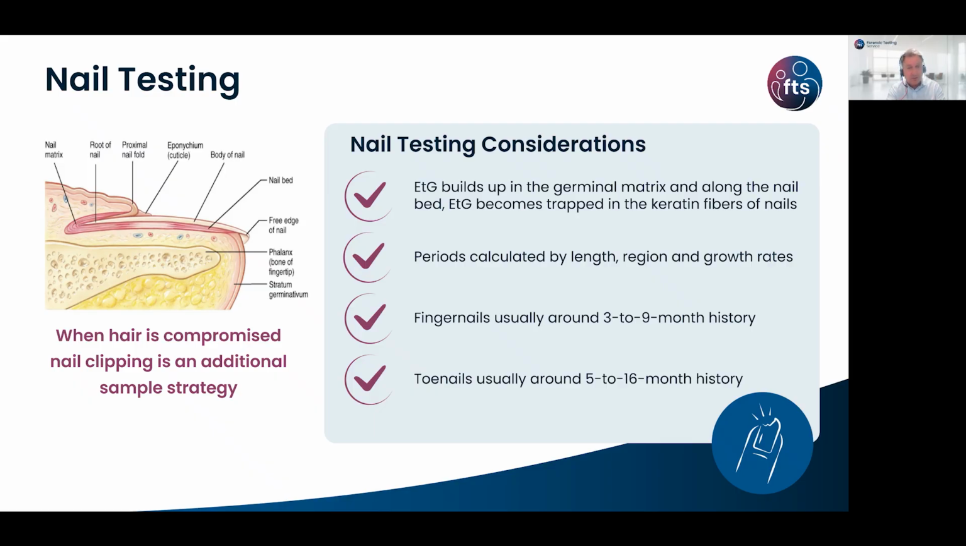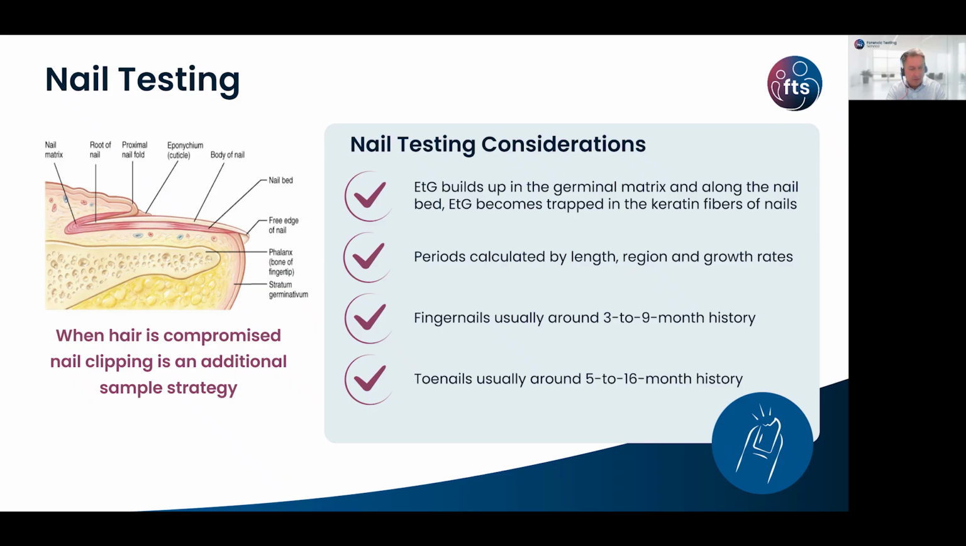The problem you've got with hair is that sometimes it can be adulterated. So you might get a situation where somebody's dyed the hair or bleached the hair or been using straighteners for a long time. That can affect the levels, particularly of ETG in hair. So it's always an option to consider nail testing as a fallback, or if you can't get a hair sample at all, if they've shaved the head, then nail testing is a brilliant way of getting the information that you need. It works similar to hair.